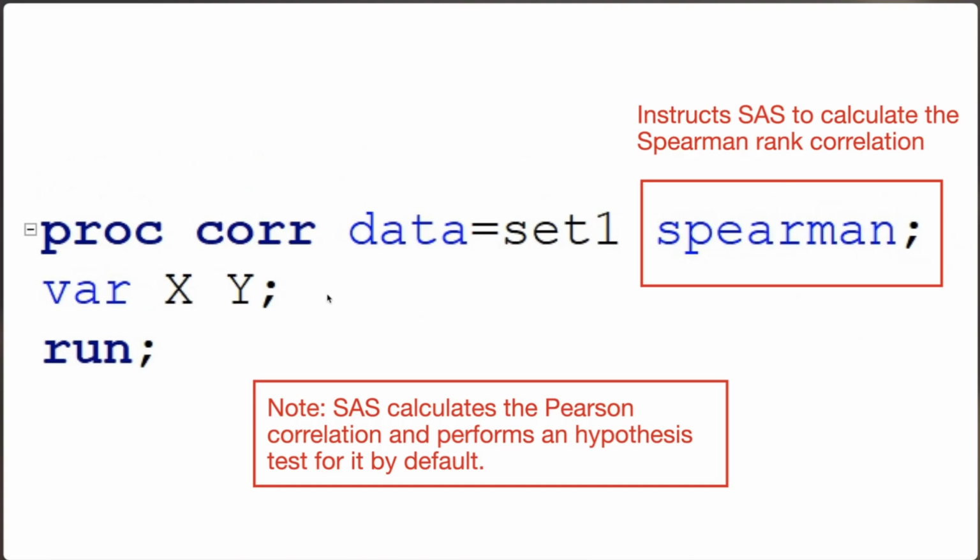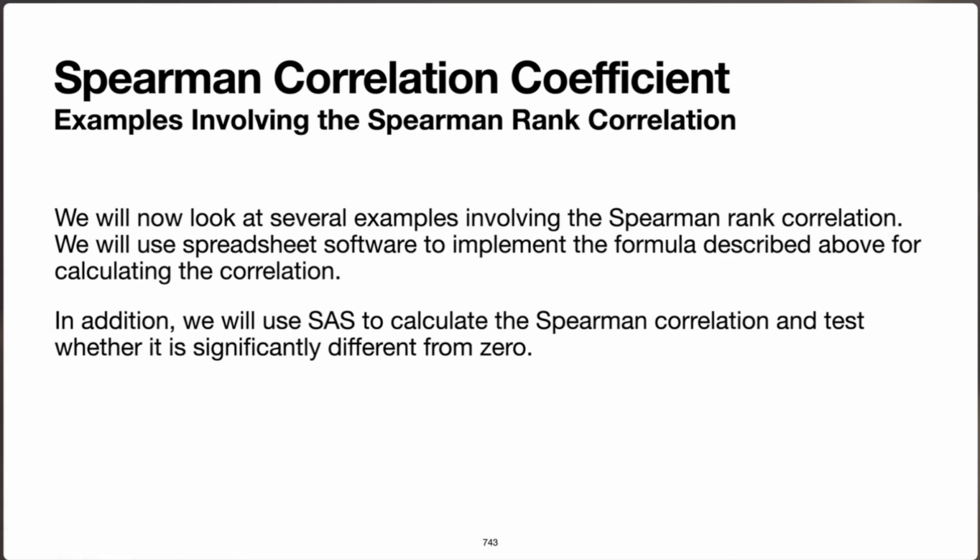Now let me just also point out that SAS proc corr by default will always perform a Pearson correlation analysis, and so you'll see the results for that Pearson correlation analysis in the output. You don't have to add a special keyword or option to get the Pearson correlation, but you do need to include the Spearman keyword if you want a Spearman nonparametric correlation analysis, the Spearman rank correlation analysis. All right, so that is the background and the particular details of the Spearman correlation coefficient.